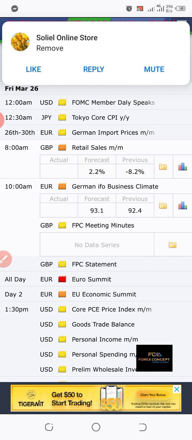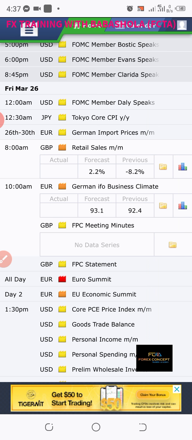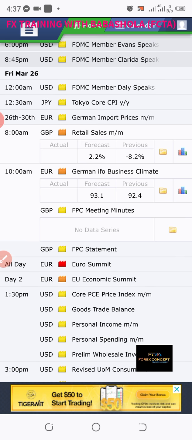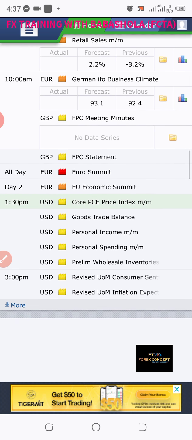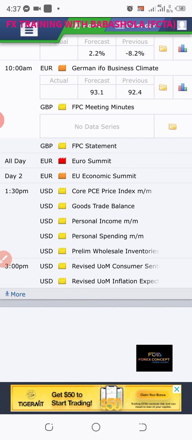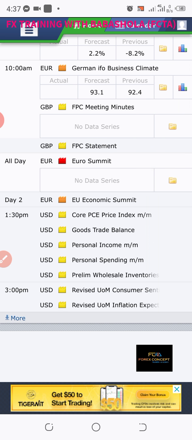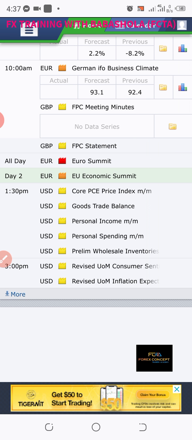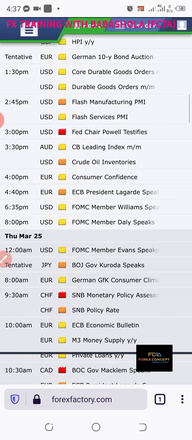Also, the same day, German Ifo business climate will be released, and the previous is 92.4, the forecast is 93.1. While all day we have Euro Summit, and then we have Euro Economic Summit again. So this will be the background to the fundamental analysis.